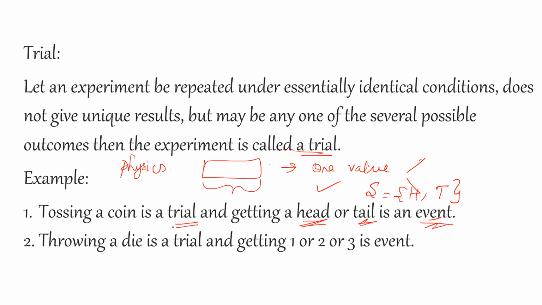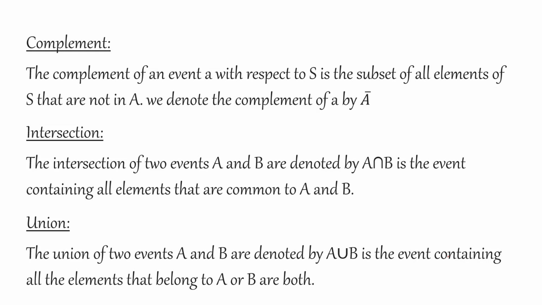Understood? Similarly, throwing a die is a trial, and getting 1 or 2 or 3 or 4 or 5 or 6 is an event. Getting 1 is an event. Getting 2 is an event. Similarly, up to getting a 6 is also an event, right?